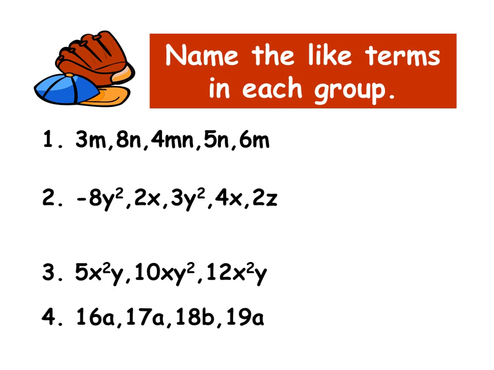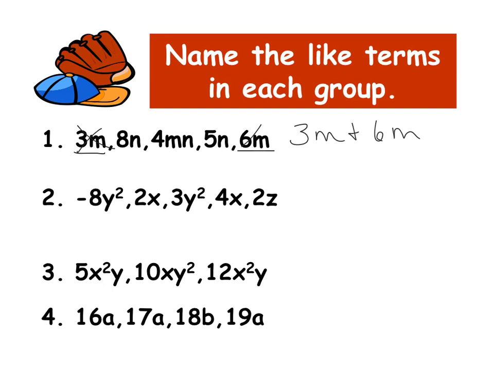Alright, I'm going to do example 1 for you, and then I think you should try 2, 3, and 4 and see if you come up with the right answer. So first of all, we're going to name the like terms in each group. I'm looking at the first group here, and I have a 3 with an m attached to it. So I'm looking for any other term that has an m and just an m attached to it. And 6m does. So 3m and 6m go together.